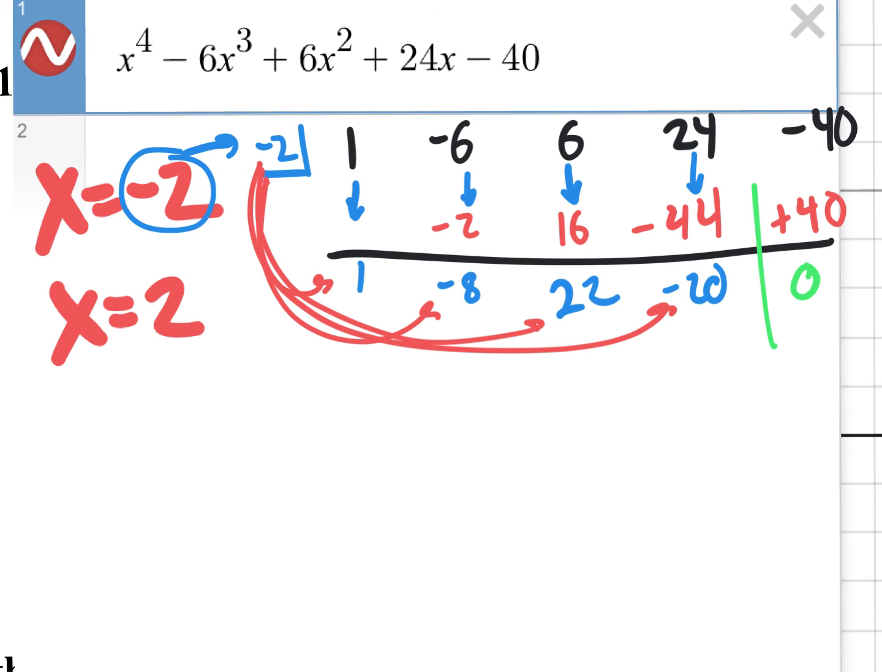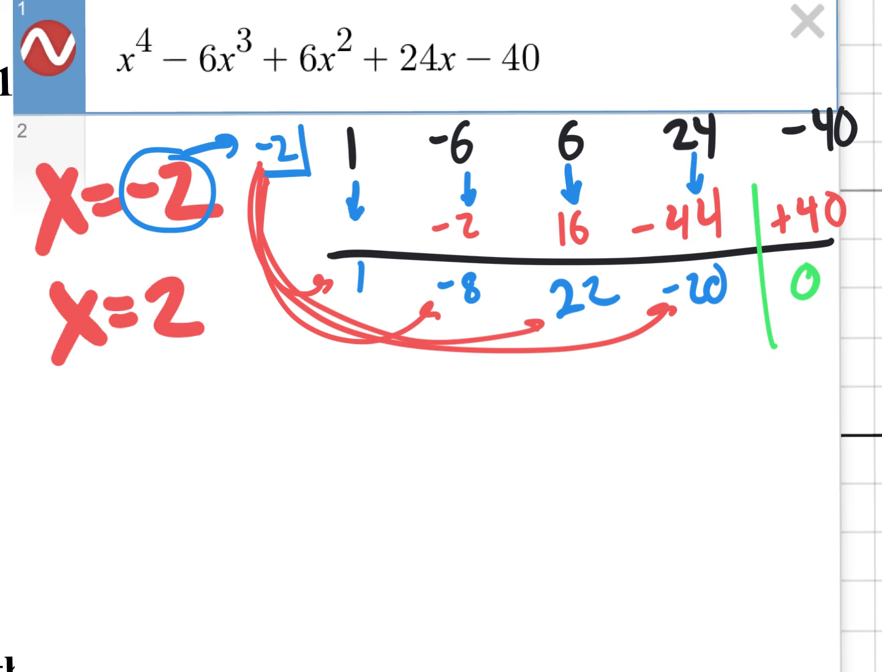If you don't get 0 as a remainder, go back and check your work because you did something wrong, which means your depressed polynomial will be wrong, which means everything's going to be wrong. So since we got 0, we're good to go. Now, that's still not a quadratic equation. This is a constant, this is x squared, x to the 3rd. I would rather have a quadratic.